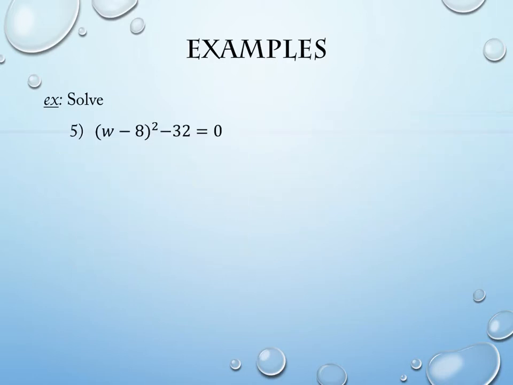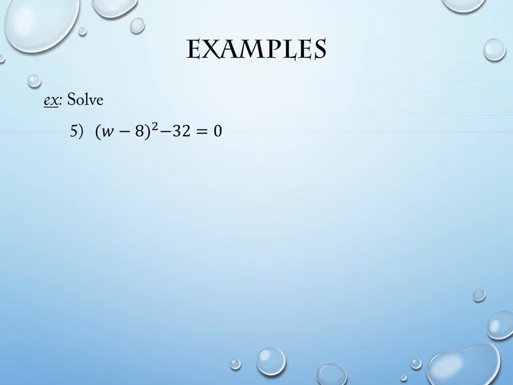Okay, let's try another one. Now 5 looks a little different, and for whatever reason 6 is not written in your notebook, but we're going to do a number 6 as well. So number 5 has something squared, but it's not just x, right? And it's actually not even by itself on the side. But it can be manipulated to do the same thing that we just did on the last two problems.